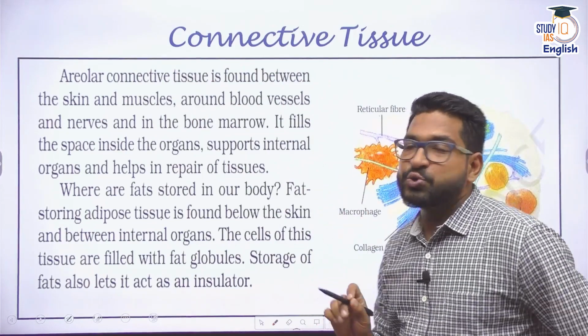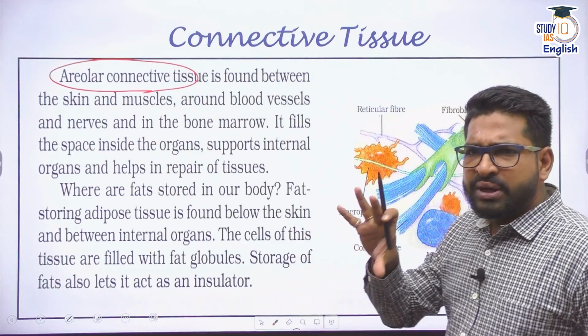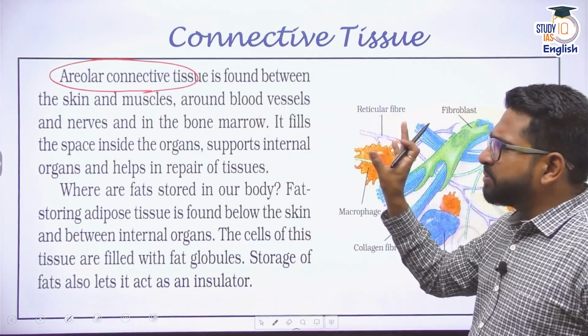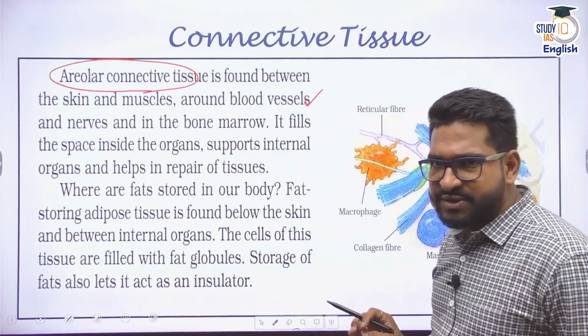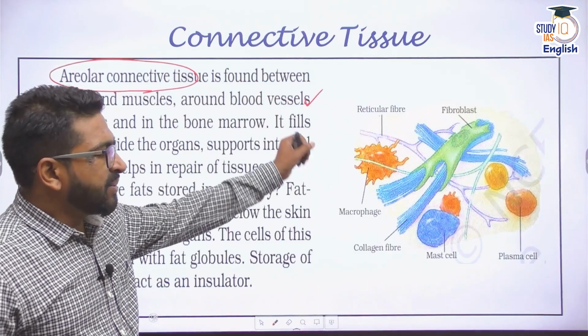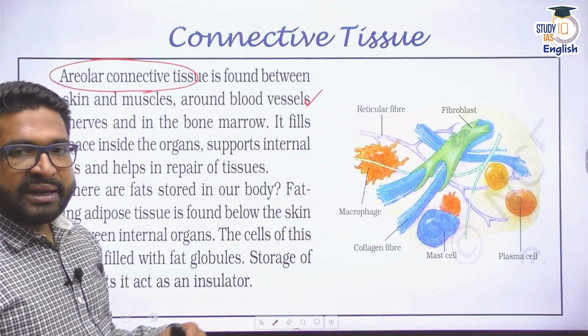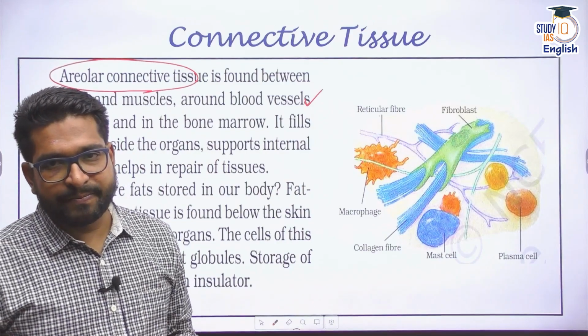Apart from that, we also have areolar connective tissue. Now areolar connective tissue is a connection between skin and muscles. It is also found around blood vessels and around the nerves. All right, it looks something like this. Areolar tissues mainly help in repair of the tissues or repair of the cells.